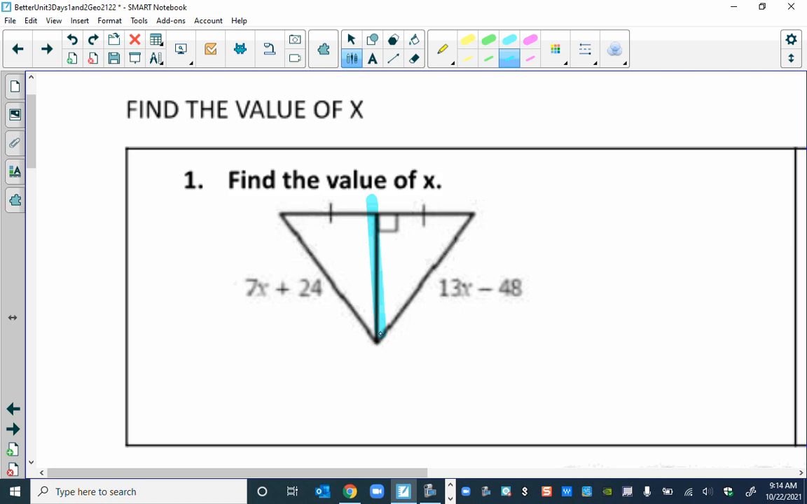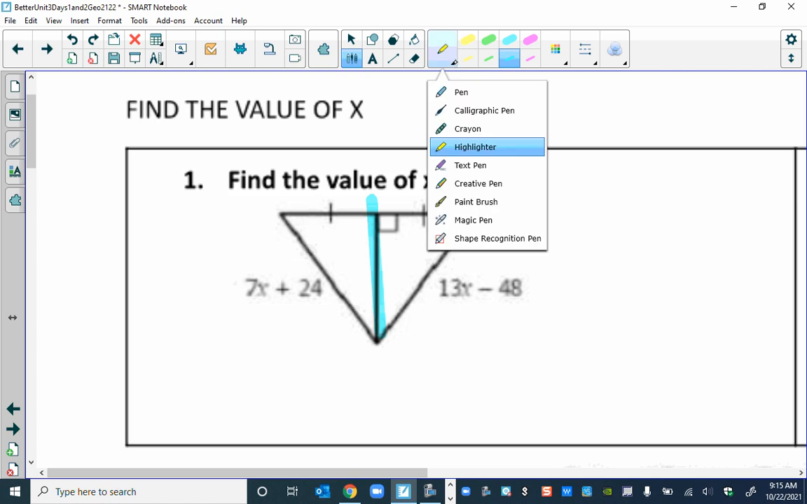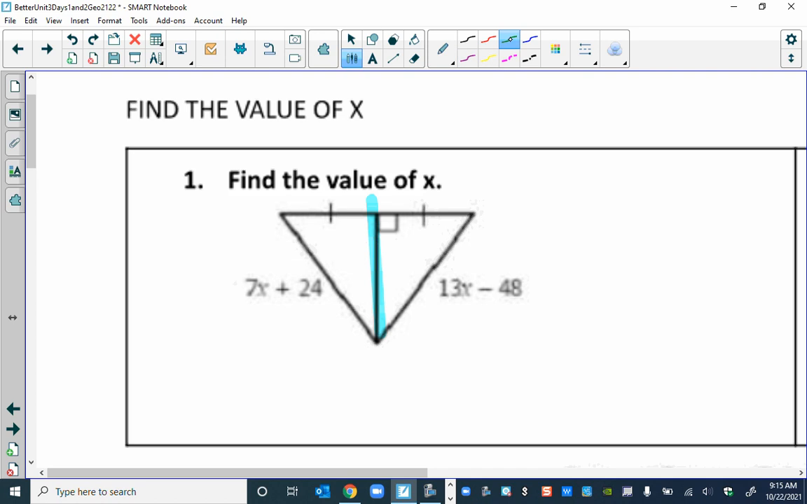Just said it. When you look in the mirror, who do you see? Your exact self. So this side and this side, they're mirror reflections of each other. So if they're a mirror reflection of each other, what do we know about their relationship then? They're the same. That's it. It is that simple. These guys are the same. Boom. 7x plus 24 is the same as 13x minus 48.